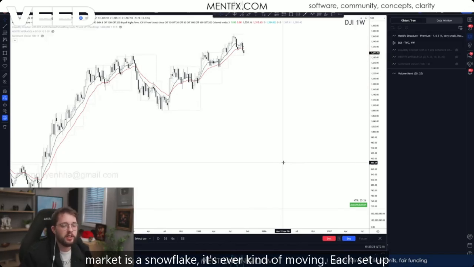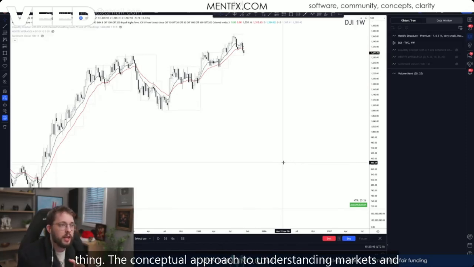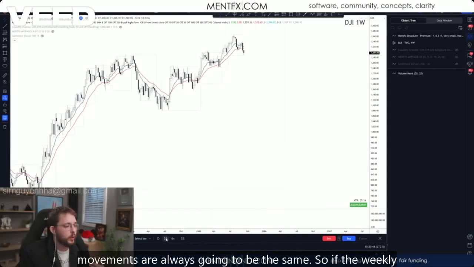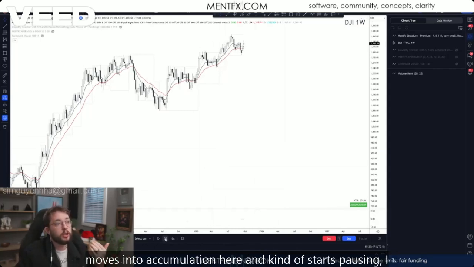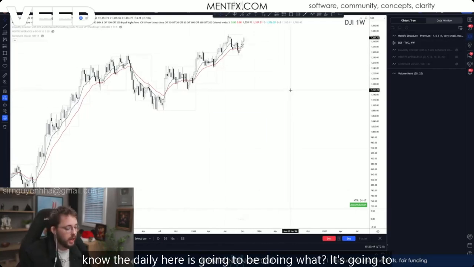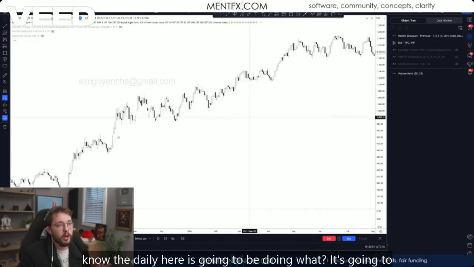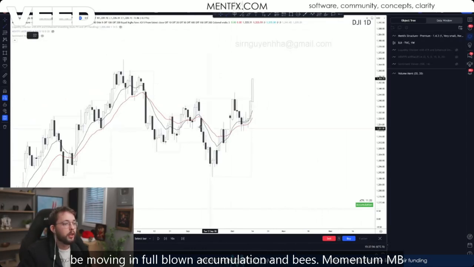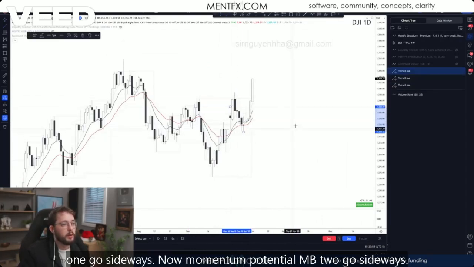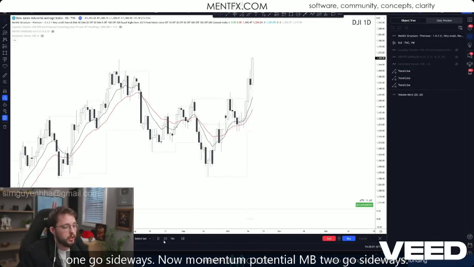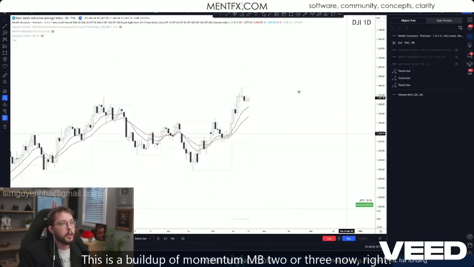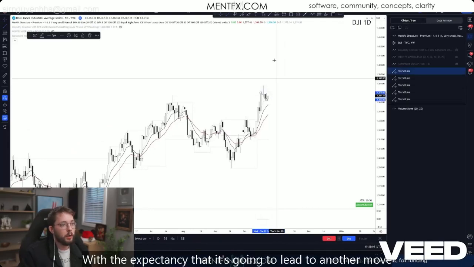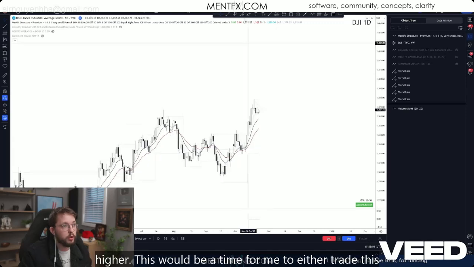So even though the market is a snowflake, it's ever moving, each setup is going to be a little bit different, but do the same thing. The conceptual approach to understanding markets and movements is always going to be the same. So if the weekly moves into accumulation here and starts pausing, I know the daily here is going to be doing what? It's going to be moving in full blown accumulation MBs. Momentum MB1 goes sideways now. Potential MB2 goes sideways. This is a buildup of momentum, MB2 or 3 now, right? With the expectancy that it's going to lead to another move higher.